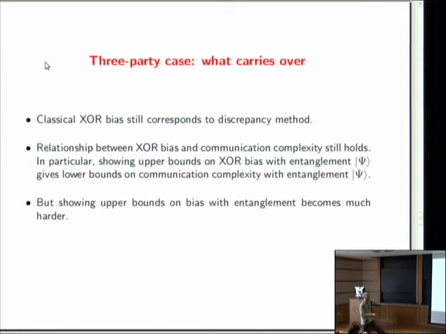Oh, I see what you mean. No, this just corresponds to discrepancy. How you bound discrepancy, you will still probably eventually lose this 2 to the k, but not at this point. And also, this relationship I mentioned, showing upper bounds on the XOR bias still implies lower bounds on the communication complexity. This argument of how to turn a communication protocol into a strategy in the XOR game also goes through.